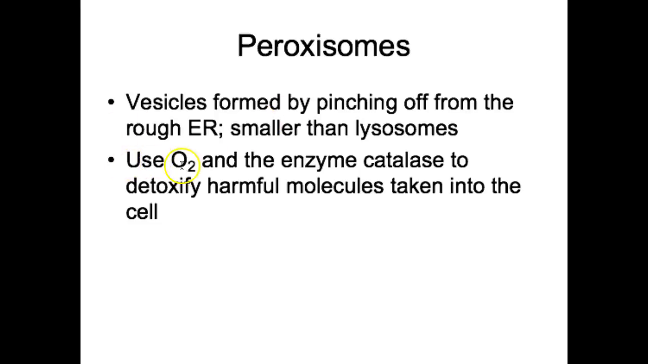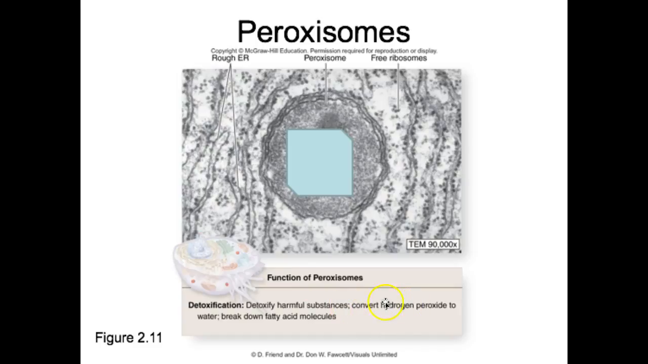Okay, it uses oxygen and the enzyme catalase to detoxify harmful molecules taken into the cell. The enzyme catalase is a cool one. I used to do an entire lab around the catalase enzyme. Hydrogen peroxide, know about that. Hydrogen peroxide is a metabolic byproduct. It's something our cells produce. It's actually harmful to the cell. It's an oxidizer, which means it steals electrons. Not really a good thing for your cells. So we actually need to break down hydrogen peroxide into water and oxygen in order to clear it away. You don't necessarily need to learn that, but it's cool.